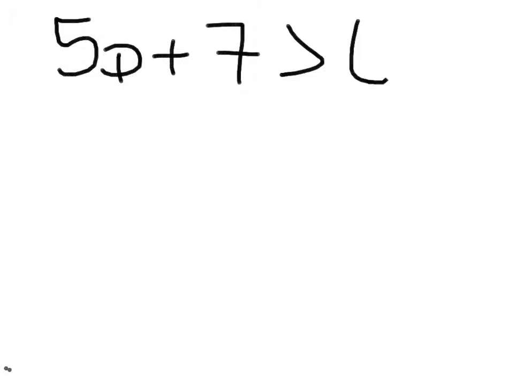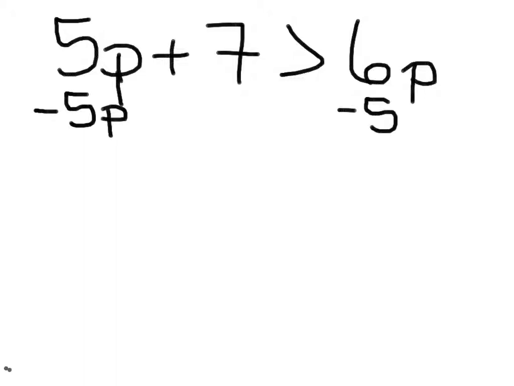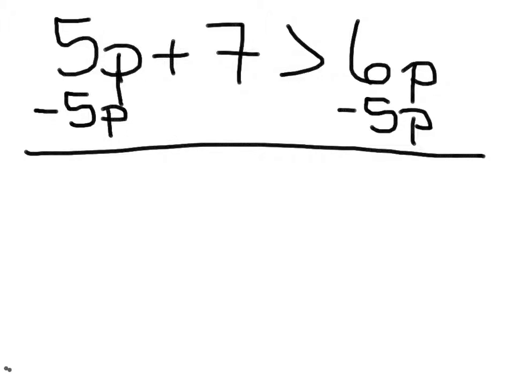Okay, so we have continuity of a point. A function f is continuous at c if the following three conditions are met. First, f of c is defined. The second one is the limit as x approaches c of f of x exists. The third one is the limit equals f of c. We want to get the variables on both sides, so if 5p plus 7 is greater than 6p, the simplest thing to do is get rid of 5p. Subtract 5p on both sides.